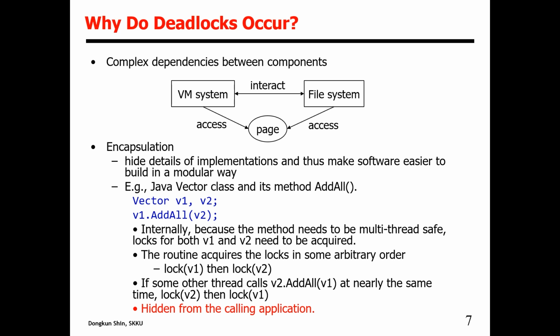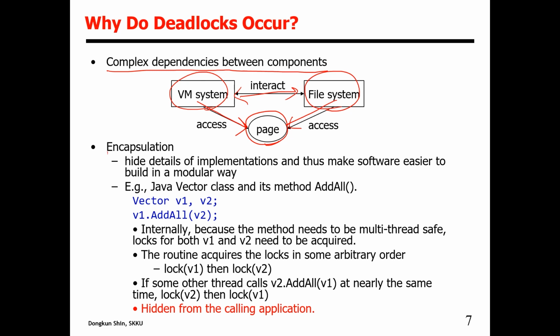So then why does deadlock occur? Due to the complex dependencies between components. For example, in the Linux operating system, a memory page is accessed by the virtual memory system and the file system. These two subsystems of the operating system will concurrently access memory pages, and they also interact with each other. So in this case, this shared resource access can generate a deadlock situation.